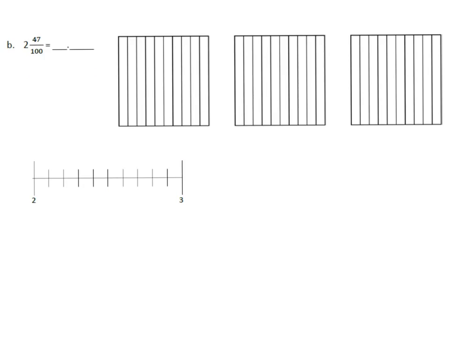Look at letter B. We have 2 and 47 hundredths. Go ahead and write this as a decimal and then shade in the models like we did with number 1. Pause the video while you work and replay when you are ready.